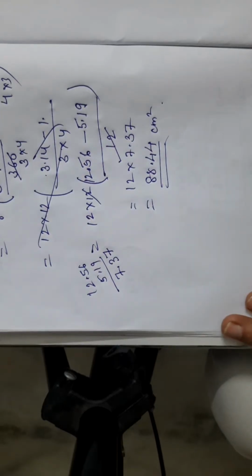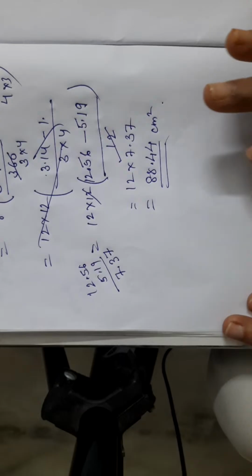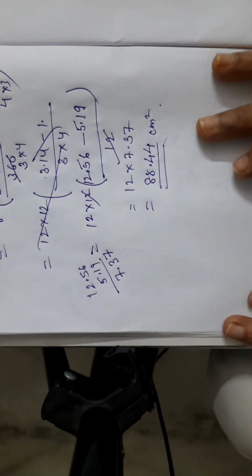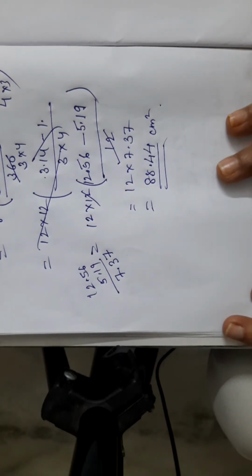To find the major segment, here they asked to find the area of the corresponding segment, so only the minor segment we need to calculate. So this is the final answer. Is it clear?